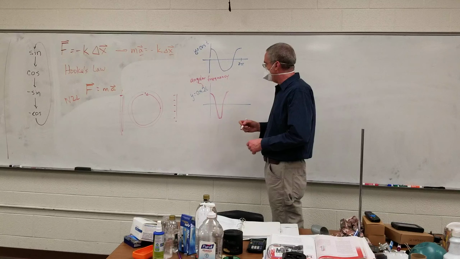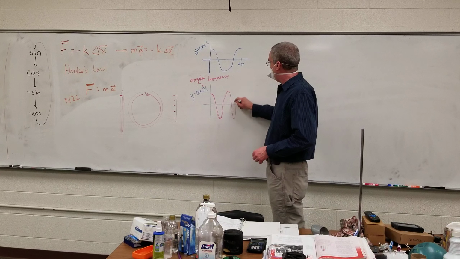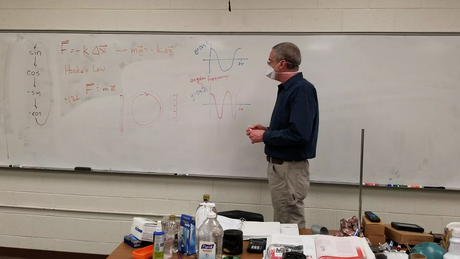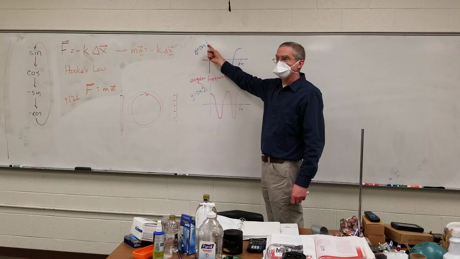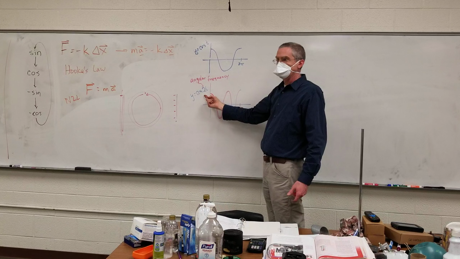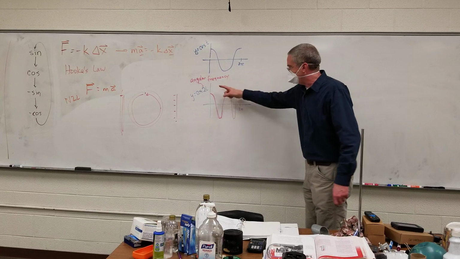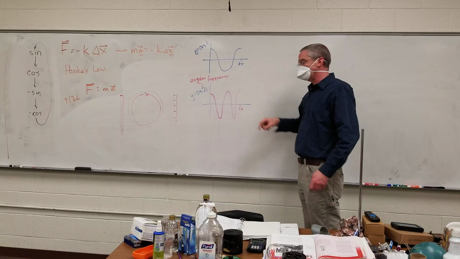It looks pretty much the same, and then it repeats itself again. You could also look at this as where I used to do just 1 trip around, I now do 2. So it's going twice as fast. I get 2 cycles here within the space of 2 pi.